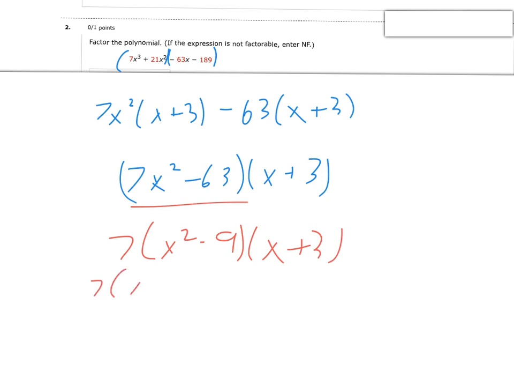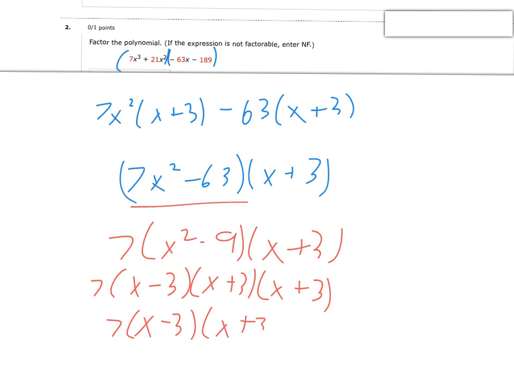But now I see that I can factor this some more as x minus 3, x plus 3, and x plus 3. But since I have x plus 3 twice here now, I can write that as x plus 3 squared, since those two are multiplying by each other.